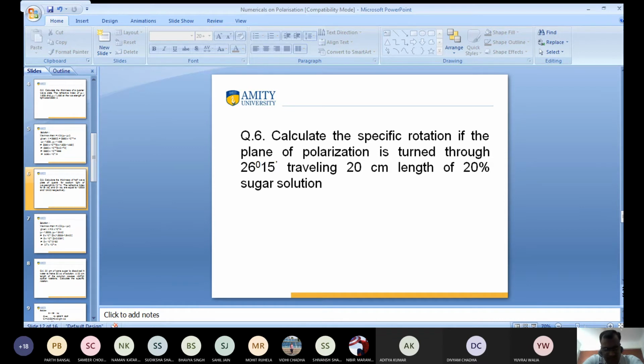So 65.625. What about Mr. Jasandeep? Sir, 65.62. What is the unit? Sir, degree decimeter inverse gram per cc inverse. Very good.